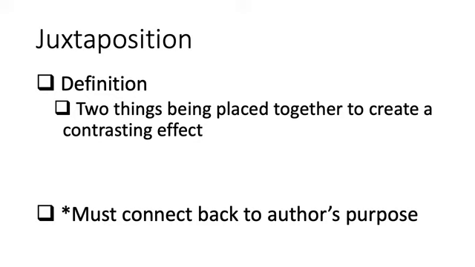Okay, so juxtaposition. Juxtaposition is the effect that happens when you place two different things together. And so this effect is not just like putting anything next to each other, but it's putting two things that are different to kind of create a contrast together. And now the important part with juxtaposition is you can't just notice it, you have to figure out how it connects to what the author is trying to do.